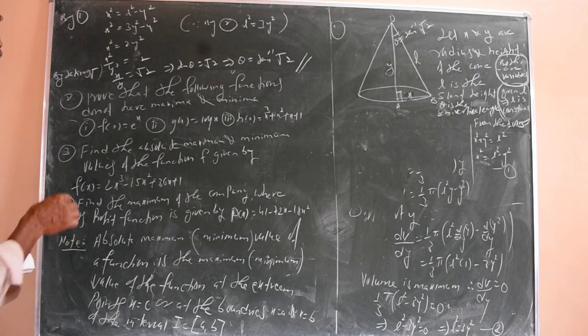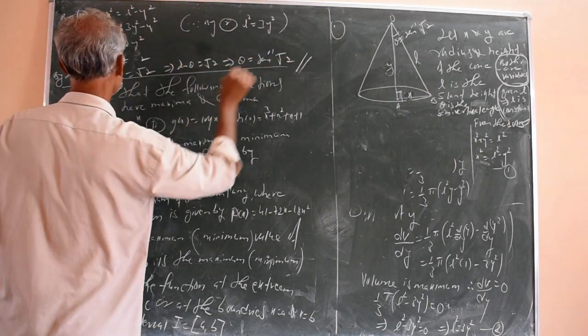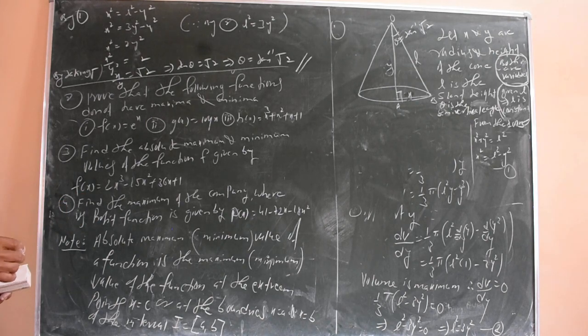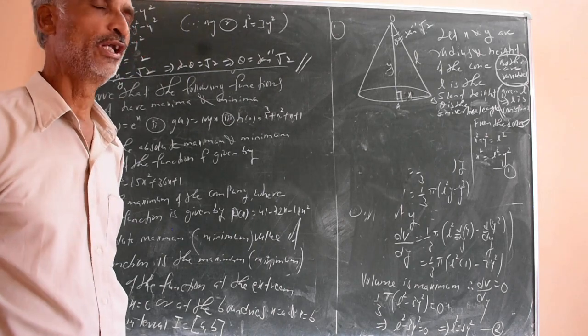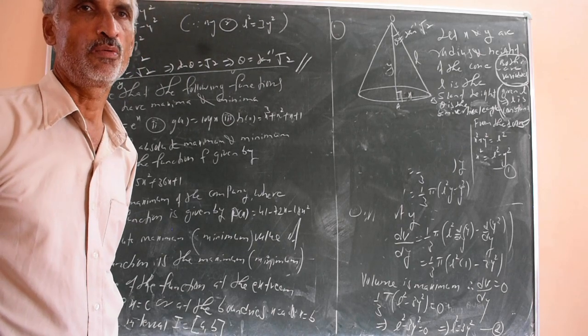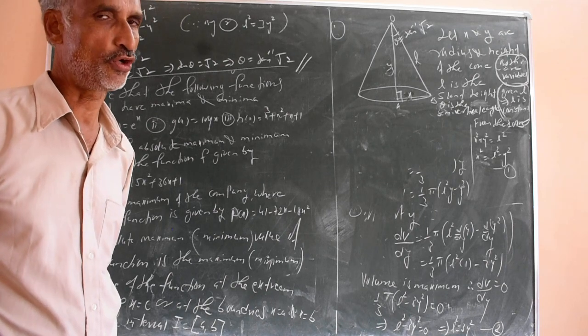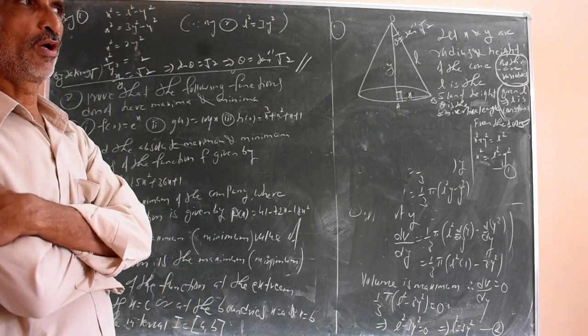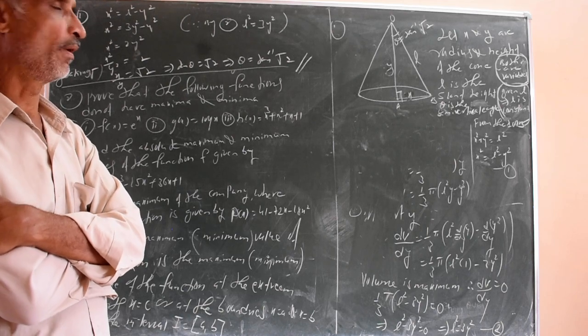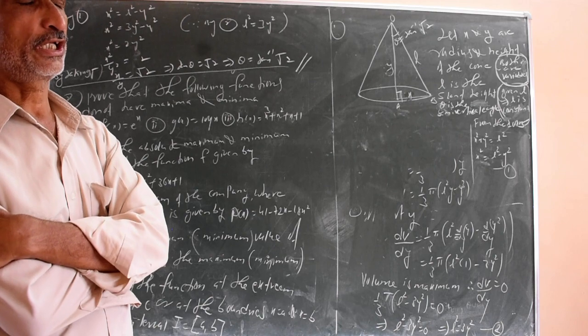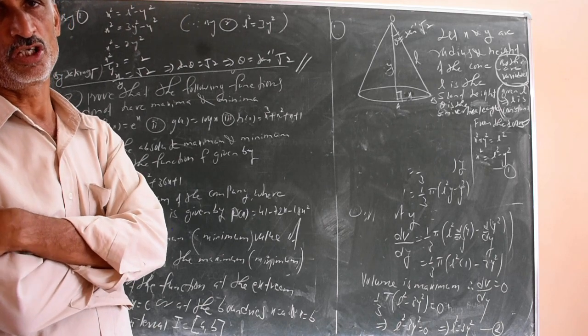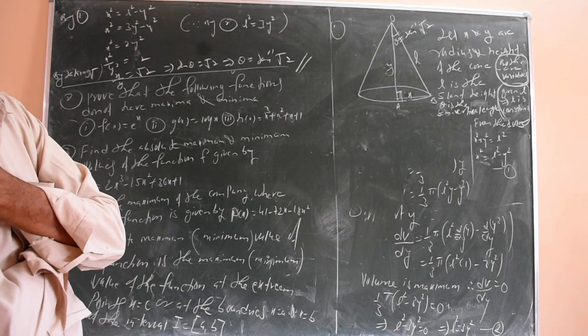Next problem. Prove that the following functions do not have maxima and minima. Suppose the function is not having extreme values. By taking f dash of x equal to 0, you will get the extreme values. Extreme values means point of maxima or point of minima, meaning you are getting x is equal to c. If there are no extreme values, then we can say that the function is neither maximum nor minimum.